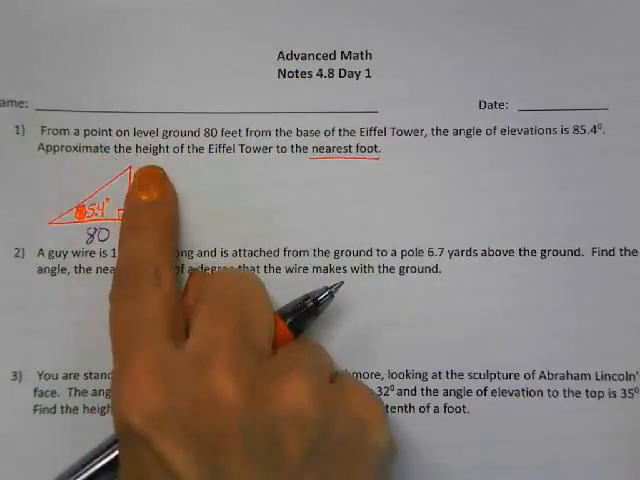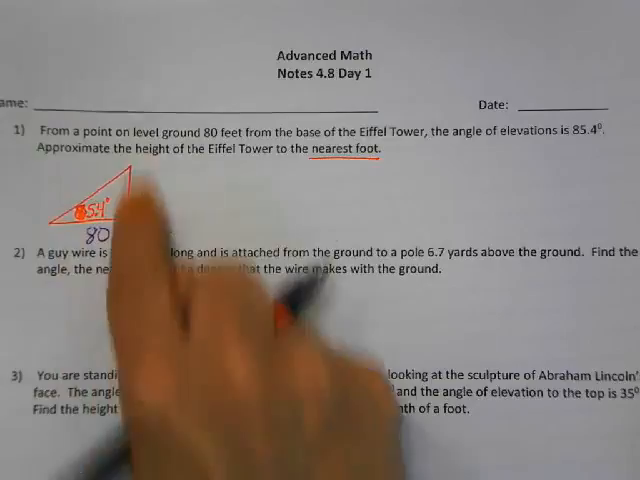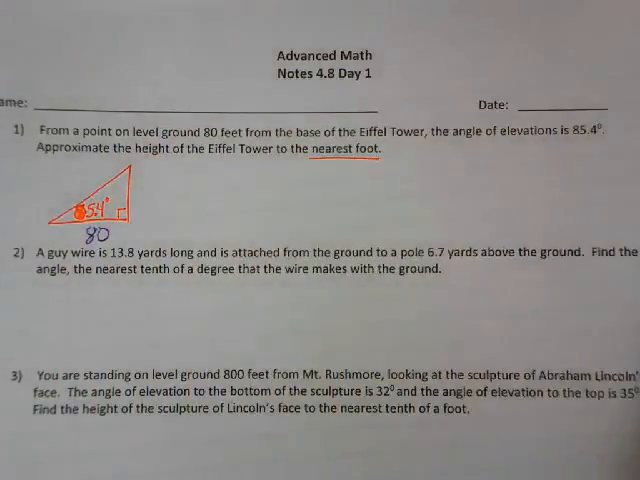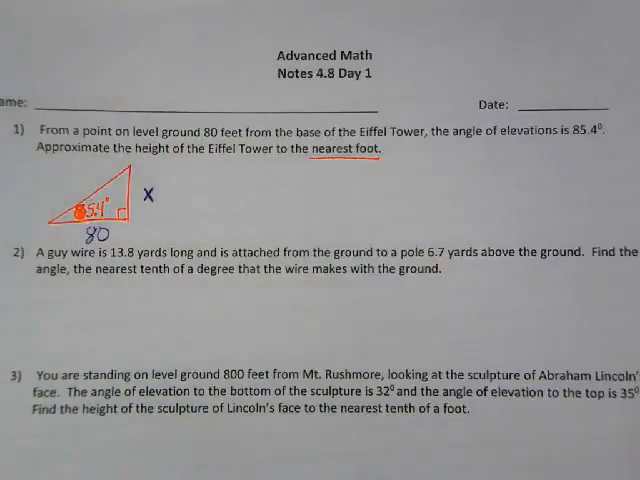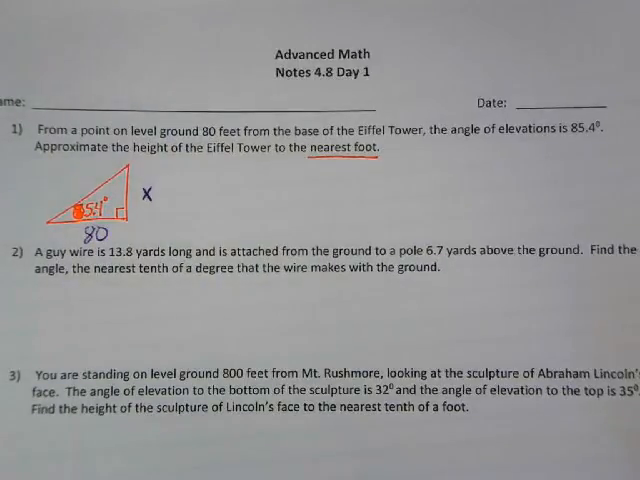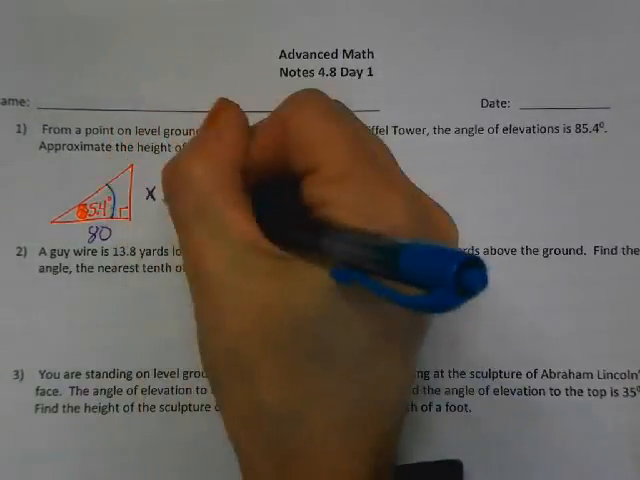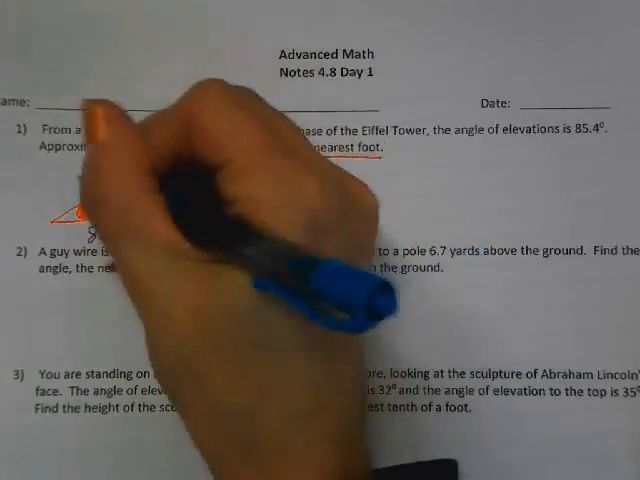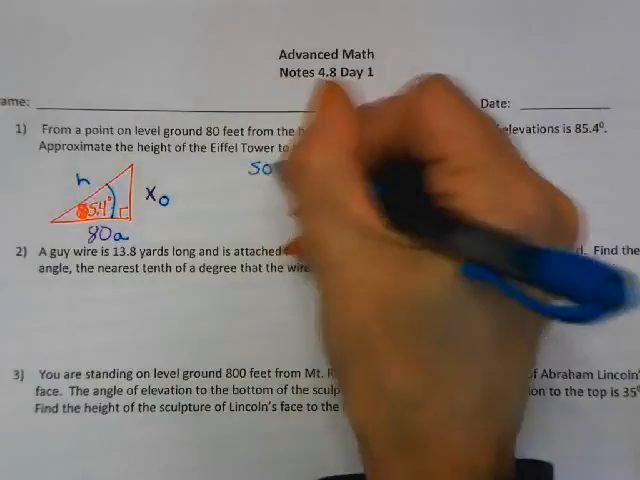It wants to know the height of the Eiffel Tower. So which of these pieces would measure height? This vertical piece is how we measure height. So we're going to put an X there. Now we're going to go ahead and label the O, the A, the H. So from my angle of elevation, I have that this is my opposite, my hypotenuse, and my adjacent. So SOHCAHTOA.